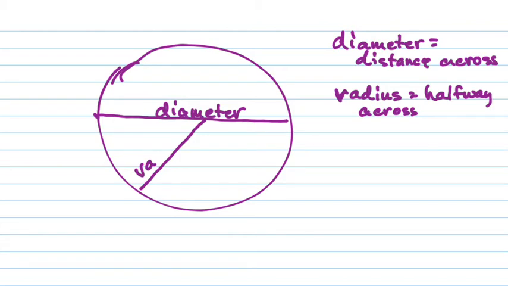So this is the radius. Now, diameter is just little d. Radius is little r. Okay?